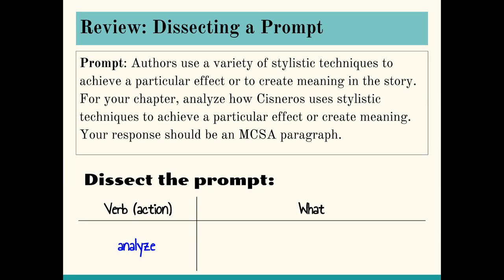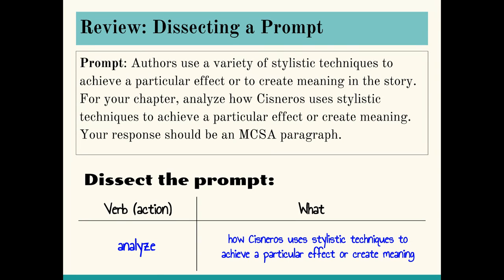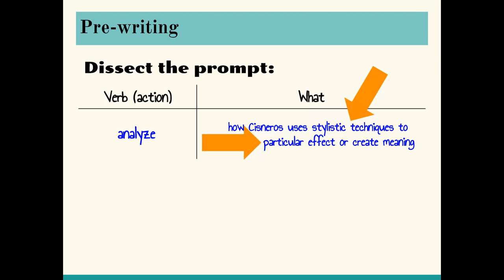Now we have to identify what we're being asked to analyze. The prompt asks us to analyze how Cisneros uses stylistic techniques to achieve a particular effect or create meaning. So that's what we write in the what column. Now we want to pay particular attention to what we've written in the what column because that's really where we need to start identifying our own ideas. This particular prompt is asking us to identify stylistic techniques and the effect or meaning that those stylistic techniques create.